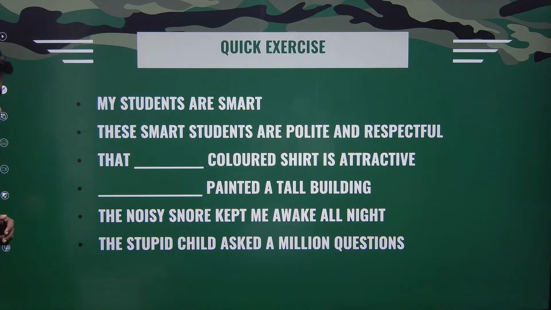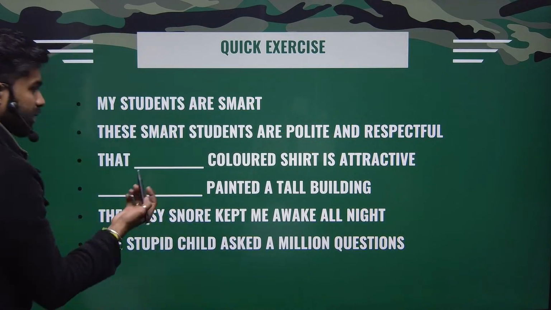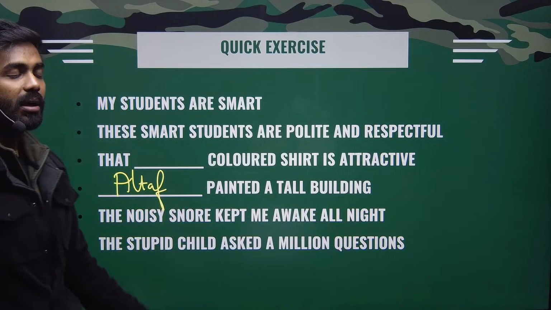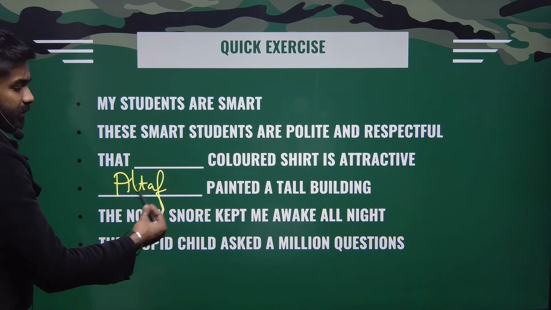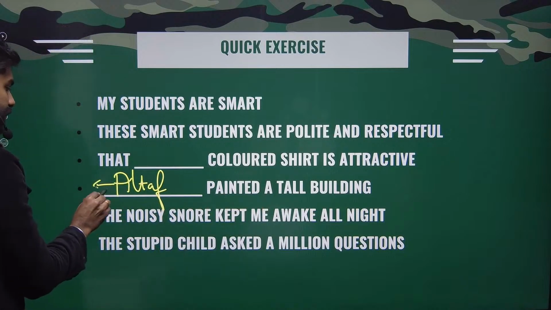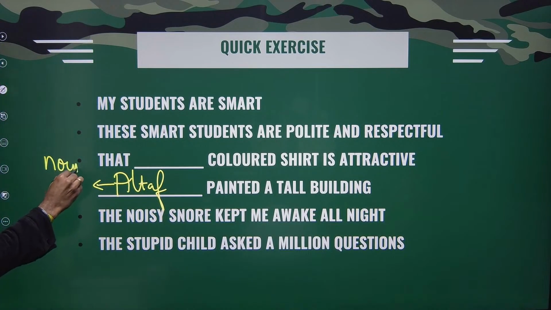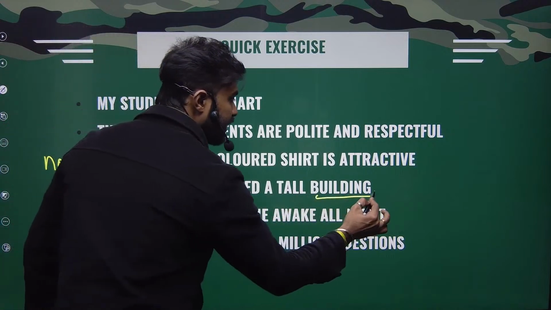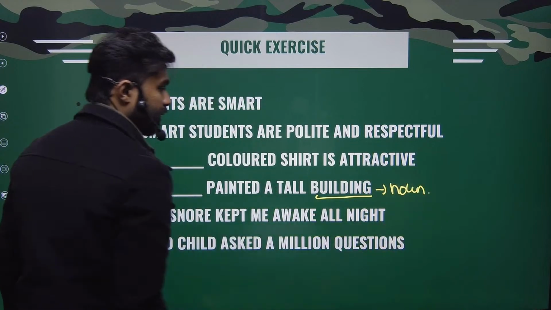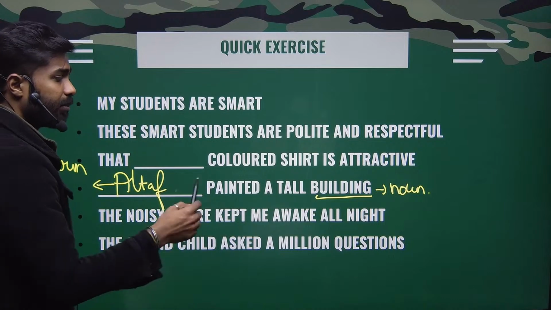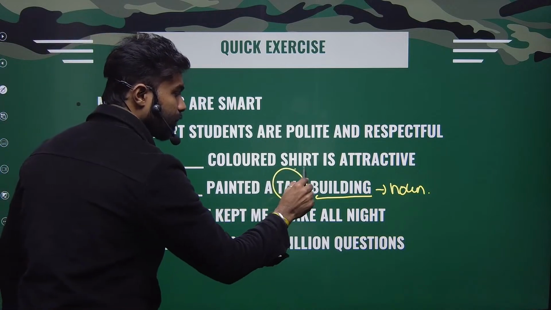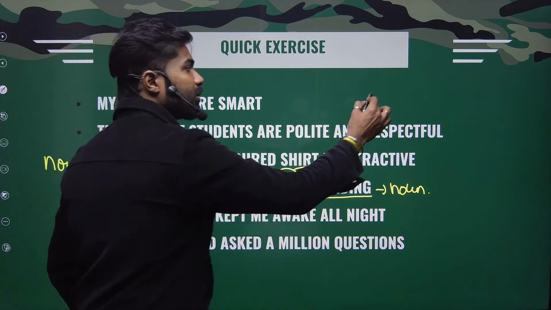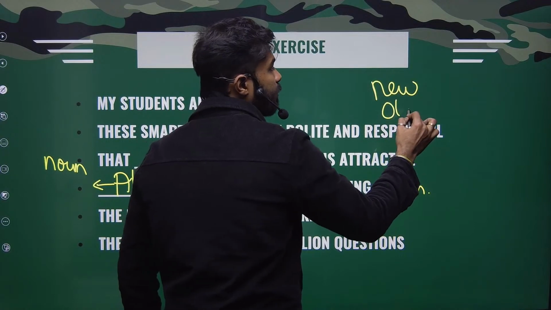Again, one common example. Let me take a name here. Altaf. I'm taking his name. Altaf painted a tall building. Altaf is my noun. To be precise, a proper noun, but not necessarily. Just take it as a noun. Painted. He did a work. A tall building. Again, building is my noun. He painted a building. But what kind of building? It is a tall building. So this tall is an adjective which is modifying my building. Or else I can also say new building, old building, anything.